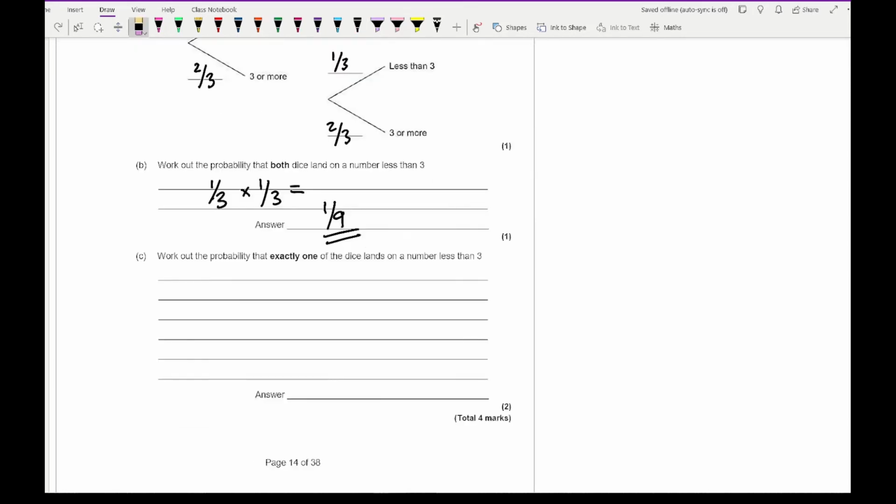Then moving on to C, it says work out the probability that exactly one of the dice lands on a number less than 3. So if the first die is going to land on a 3 or more, it's going to be 1/3 times 2/3, or I could have the first die being less than 3. So it's going to be 2/9 plus 2/9, which gives me an answer of 4/9.